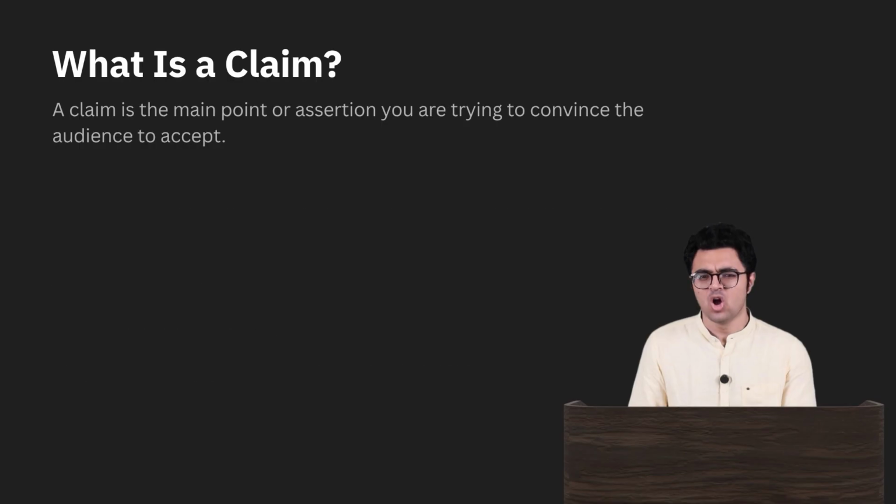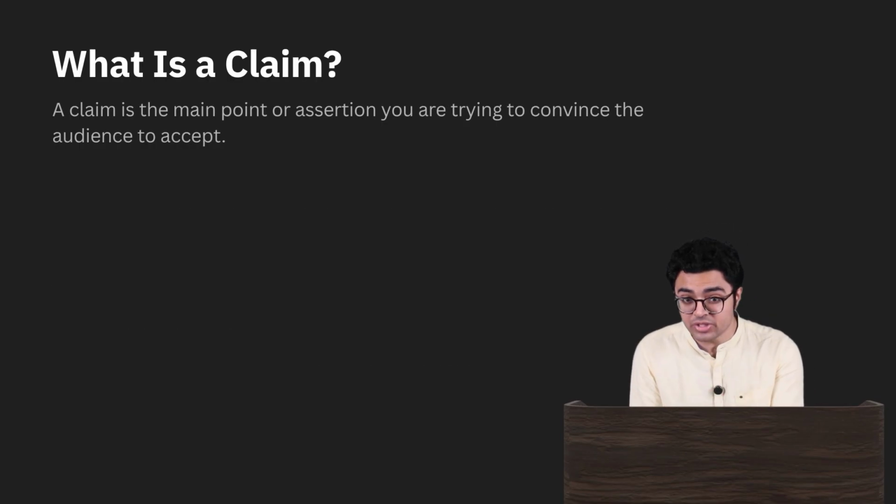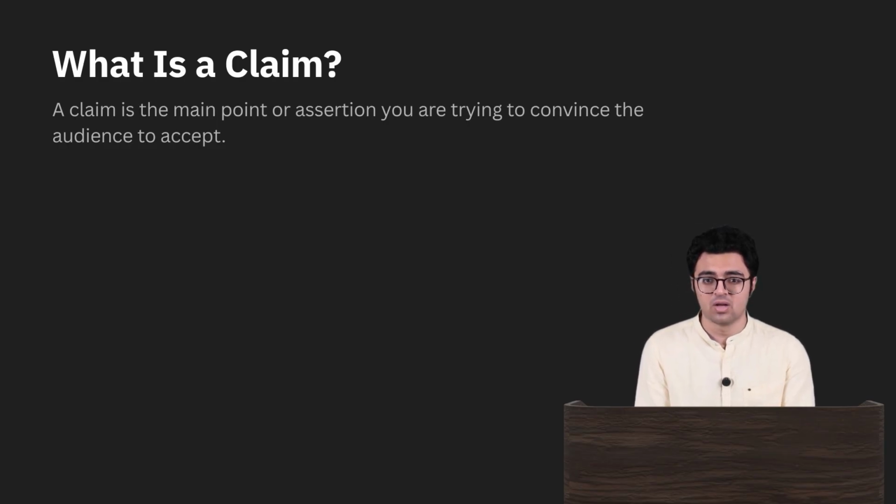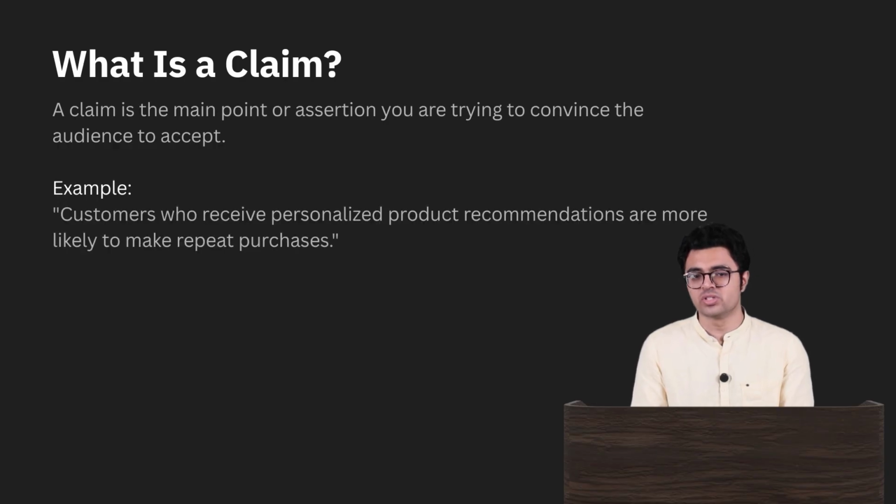We start by exploring all these three terms in some detail. Let's begin with a claim. What is a claim? A claim is the main point or assertion that you are trying to convince the audience to accept. For example, customers who receive personalized product recommendations are more likely to make repeat purchases. This is a claim. This is something that the audience will hopefully be convinced or accept by the end of your argument.